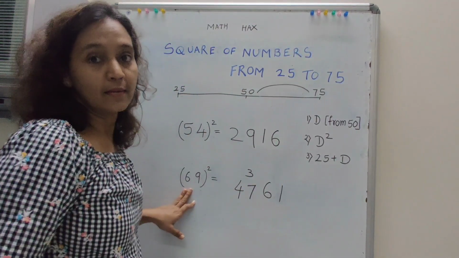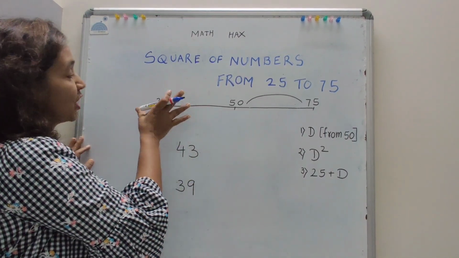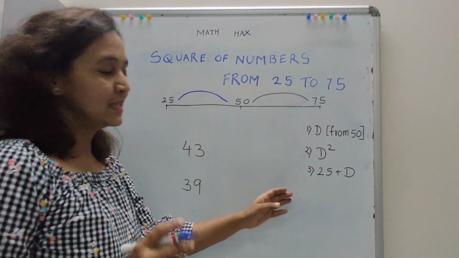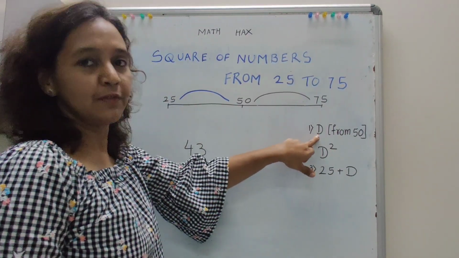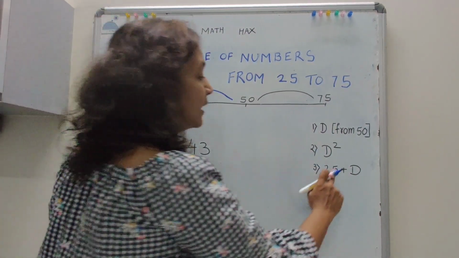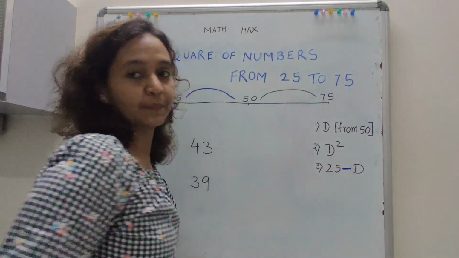So this is your answer. Now let us focus on these numbers, that is, which are between 25 and 50. The method remains almost the same except for one difference. You first find out the difference from 50, then you do d square. But here, instead of addition, you will be doing the subtraction.